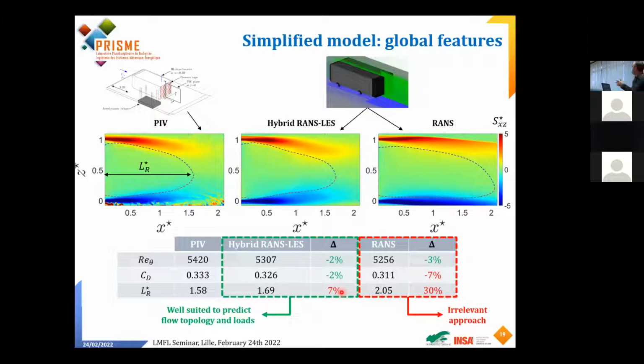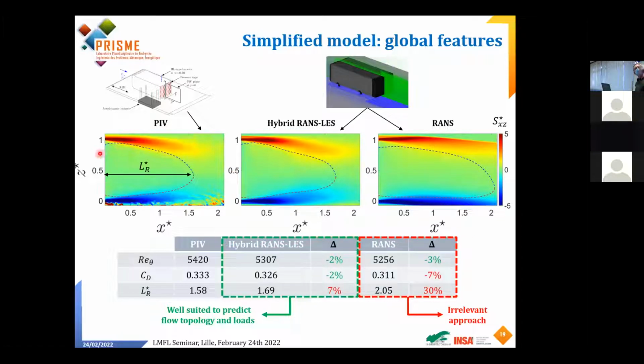which we can say is bad, but not so bad finally. And this one here has a length which is 30% longer compared to the experiments. So this tool here seems to be very irrelevant to analyze this type of flow. I will still use it for the rest of this part, but we need to be aware of this.